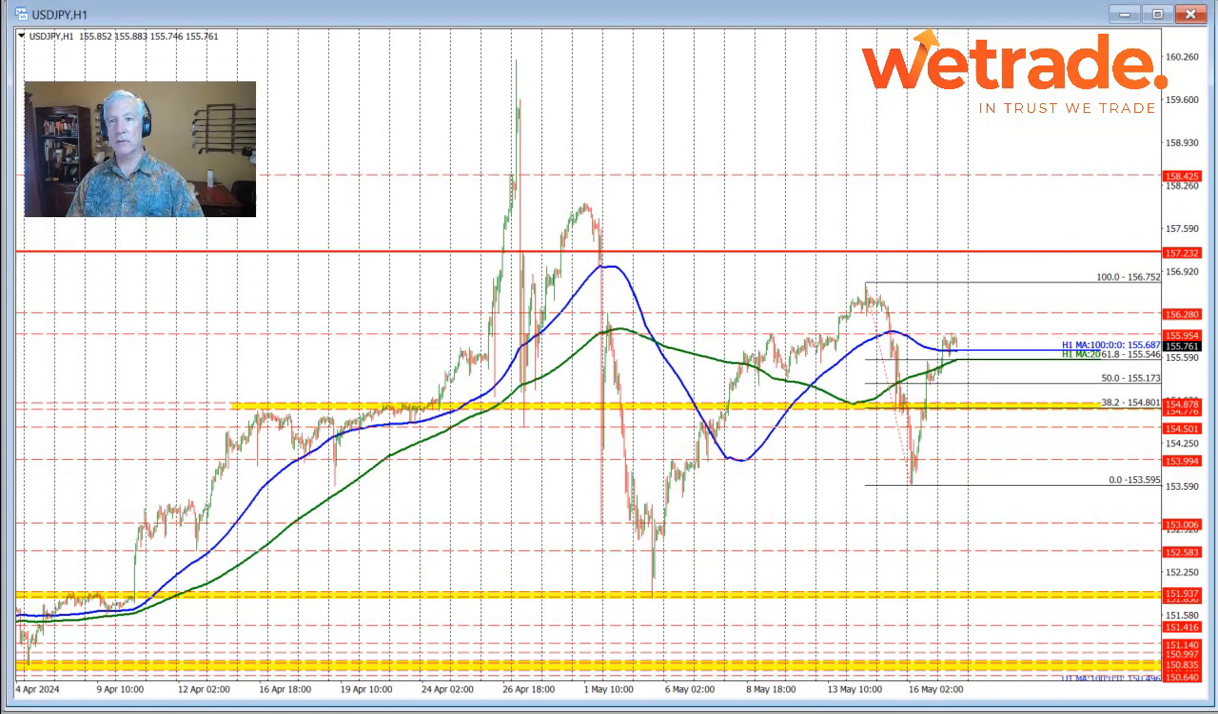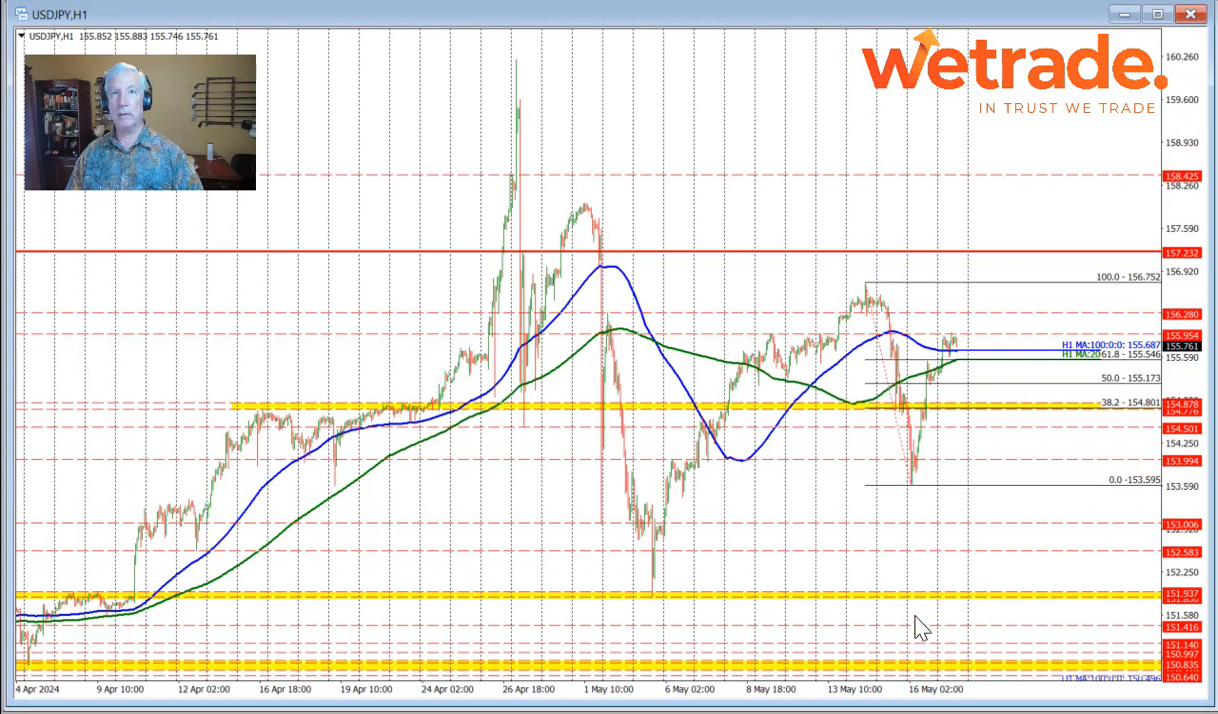Let's take a look at the dollar versus yen. On the hourly chart here, we saw moves to the upside. Then we had the Wednesday flush out with the CPI data. That continued into Thursday down to a low of 153.59 before rotating back to the upside. We did get back above this swing area right through here.